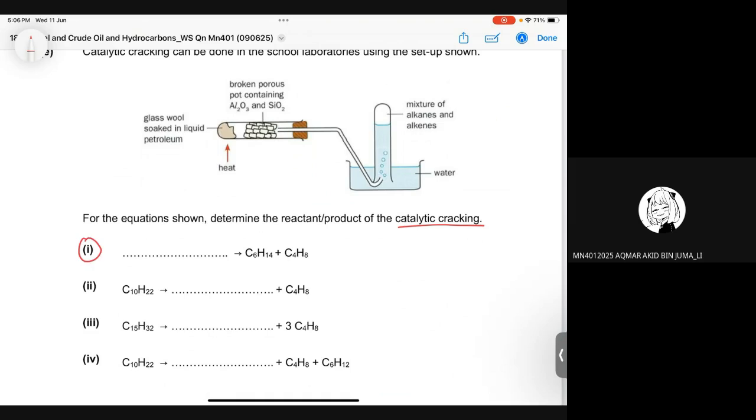Let's look at part 1. I've got the product here. What is the reactant that's formed? You can see it's a single dotted line, which tells you there's only one reactant that undergoes catalytic cracking. What do you think is the long chain alkane on the left hand side?